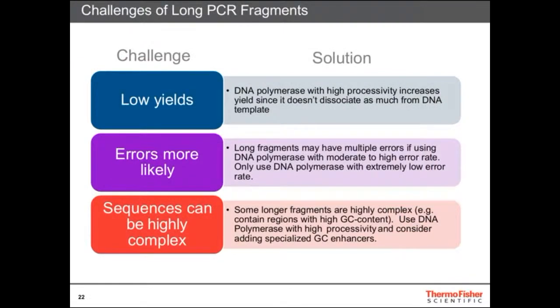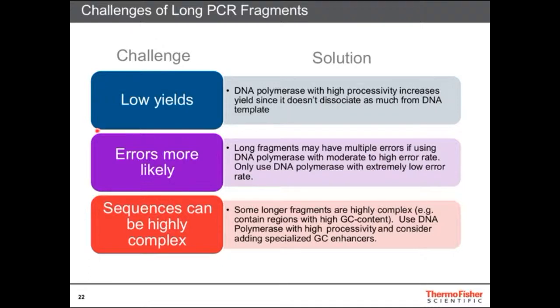When you're working with long PCR, when you're going to be amplifying fragments that are greater than 10 kb, then there are some other challenges that you may face. As we talked about with the processivity of the enzyme, if a proofreader has a low processivity, then it has challenges being able to navigate and create longer fragments. So that can create a lower yield or lower amount of product on your gel.